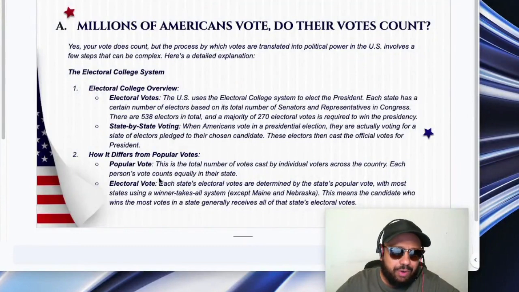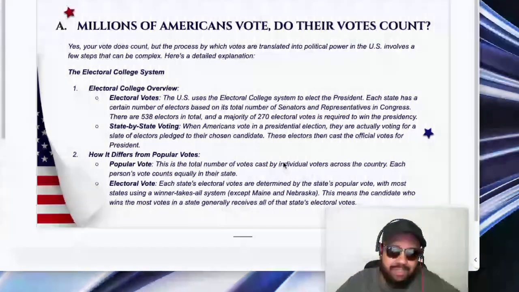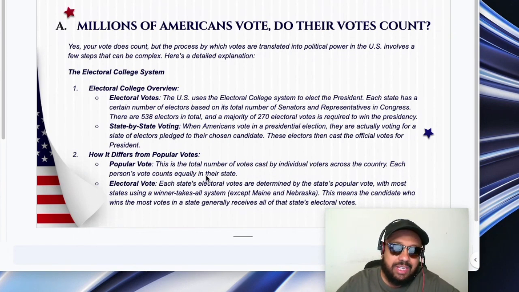So the popular vote is the total number of votes cast by individual voters across the country. Each person's vote counts equally in their state. Electoral votes: each state's electoral votes are determined by the state's popular vote. Most states use a winner-takes-all system, except Maine and Nebraska. This means the candidate who wins the most votes in a state generally receives all of the state's electoral votes.